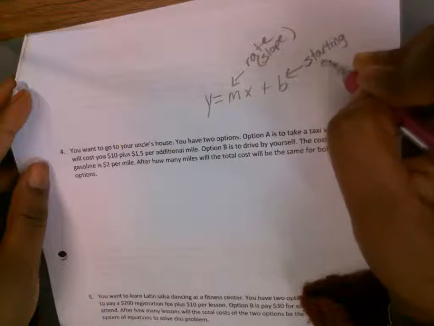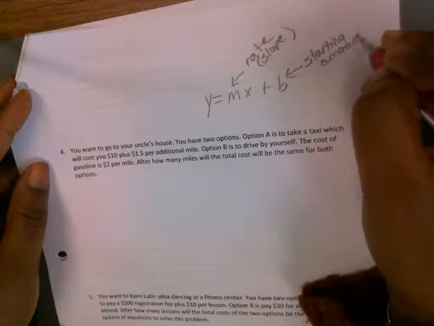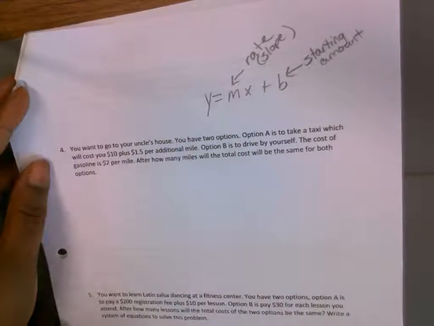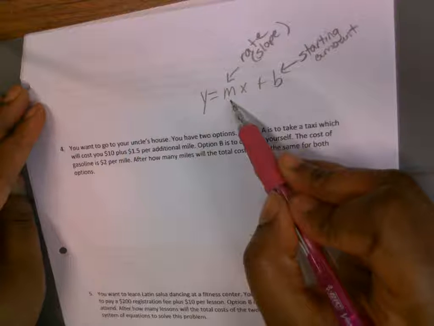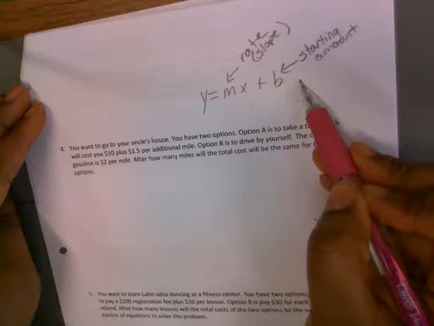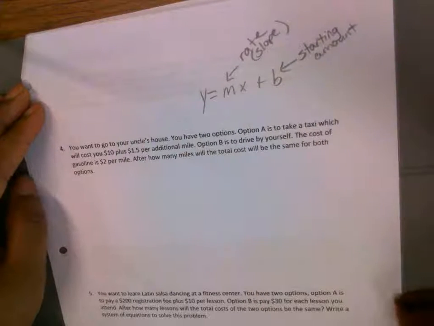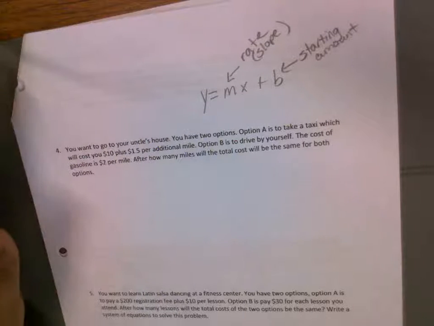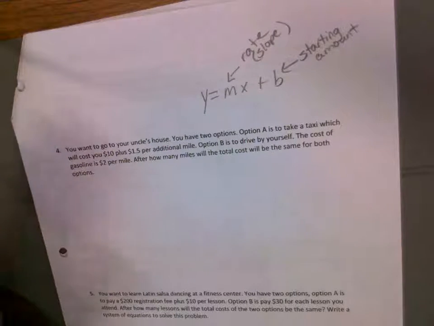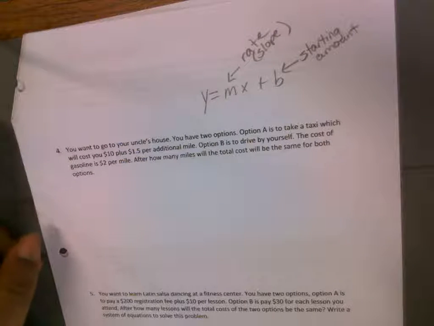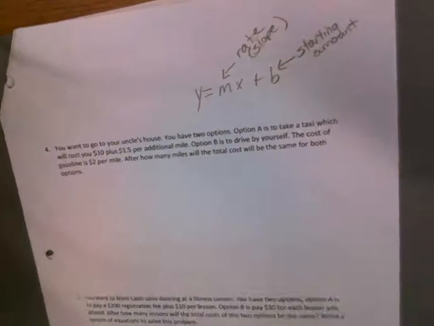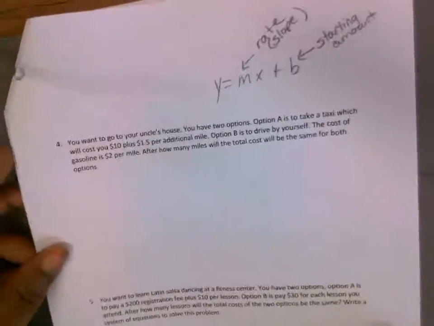So these are the two values that I have to look for in my word problem in order to write an equation. I'm going to look for the rate, and I'm going to look for the starting amount. Okay. So because this is a system, remember a system is more than one equation. So these word problems are going to have more than one equation. That means they're going to have more than one slope and more than one y-intercept. All right, so let's read it and see how to write this system, okay?